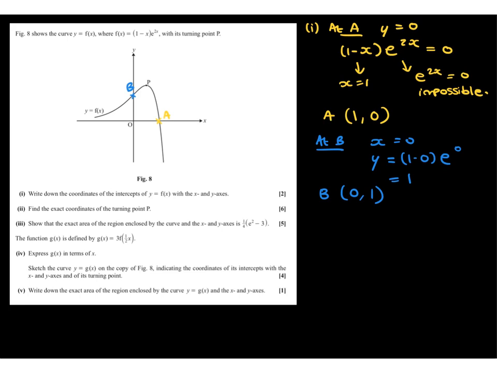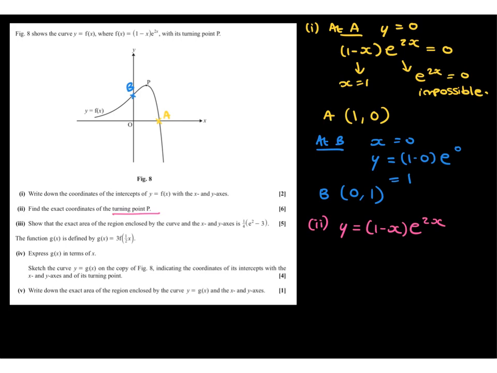Now, part 2, find the exact coordinates of the turning point P. So this means we need to differentiate. So y equals 1 minus x e to the 2x. This is going to require use of the product rule.